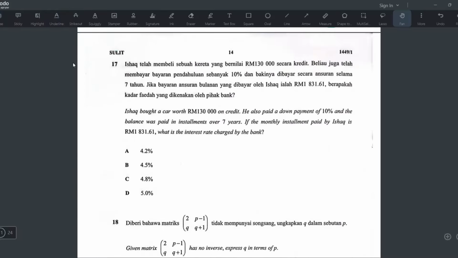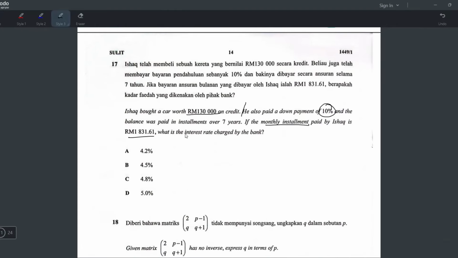All right, 17. Ishak bought a car worth 130,000 on credit. He also paid a down payment of 10%, and the balance was paid in installment over 7 years. If the monthly installment paid is this, what is the interest rate charged by the bank? Okay, this is under Form 3, Chapter 3. Yeah, it's a Form 3 chapter, and this is under the installment punya lah.